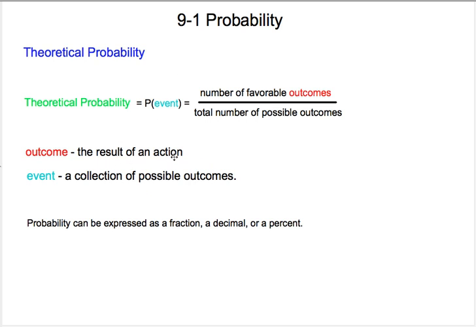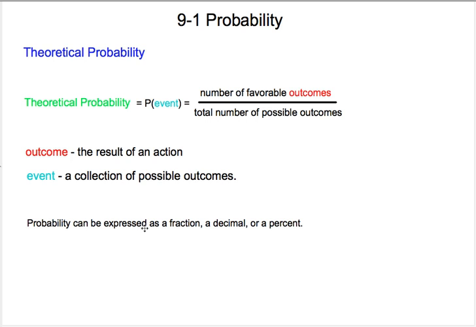For instance, flipping a coin, the outcome would be heads or the outcome would be tails. An event is a collection of possible outcomes. So for instance, the probability that you get an odd number when you roll a six-sided die, so the event is an odd number. So a 1 would be an outcome that would be favorable, a 3 would be odd, a 5 would be odd.